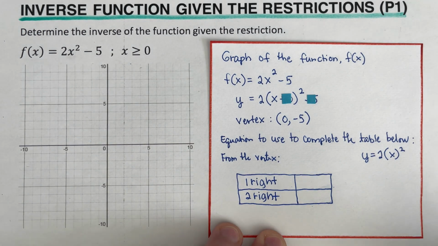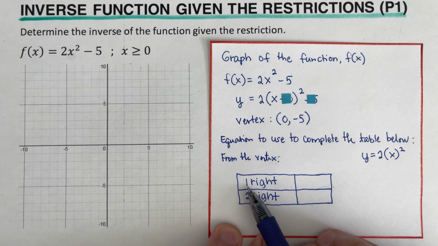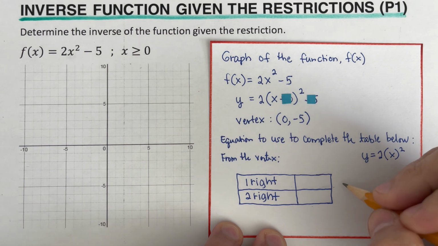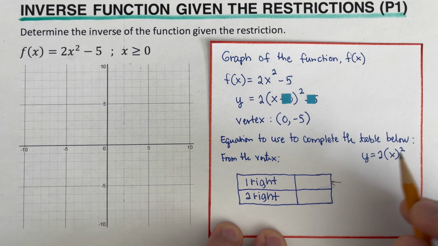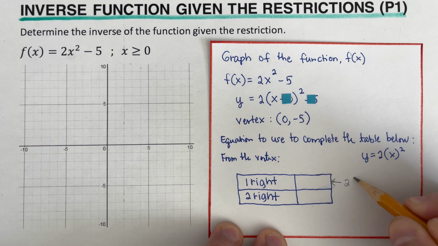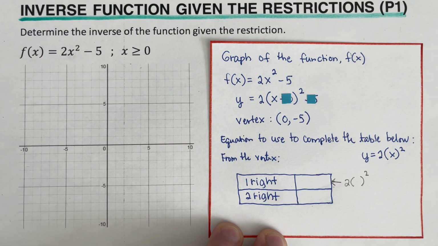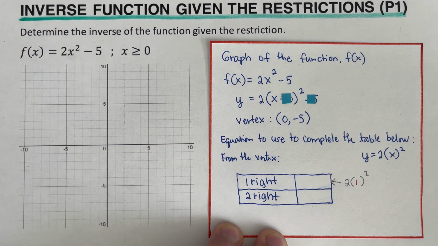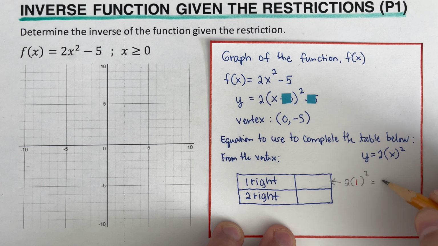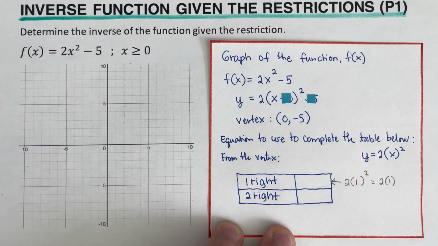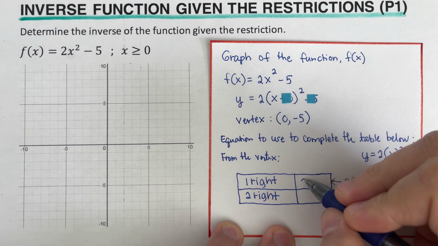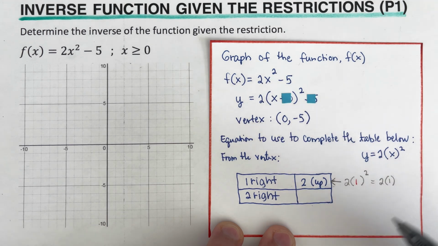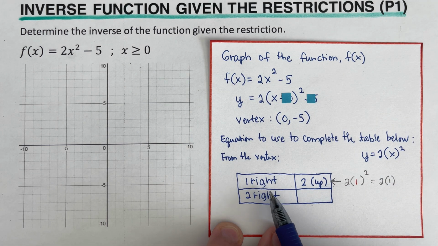So from the vertex, what we are going to do is plug this value of 1 into the x right here. We're going to show the work on the side. We use this equation, so that would be 2 parentheses squared, and inside the parentheses we put a 1. So 2 times 1 squared is equal to 2 times 1, which is equal to 2. That's a positive 2, and positive 2 means we go up. So from the vertex, we go 1 right and 2 up.